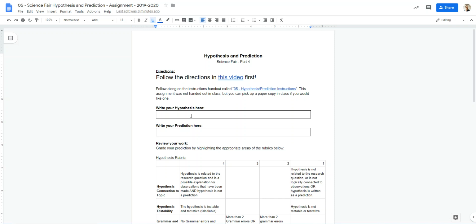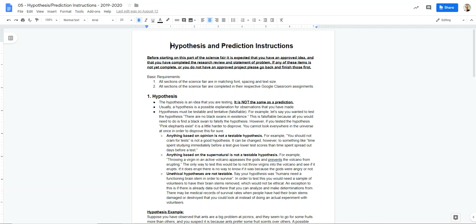When you write your hypothesis and your prediction, you are going to write them in these two blanks, first for hypothesis, next for prediction, and you're going to submit this document when you are finished. Let's talk about what needs to go into it. The instructions look like this.